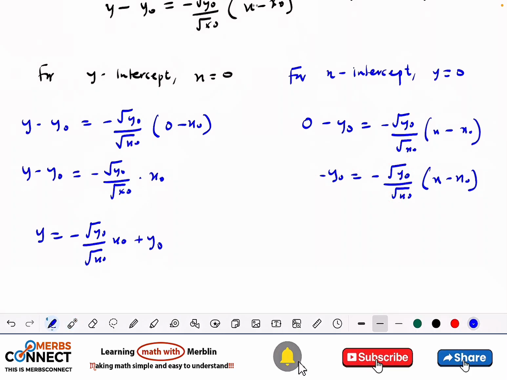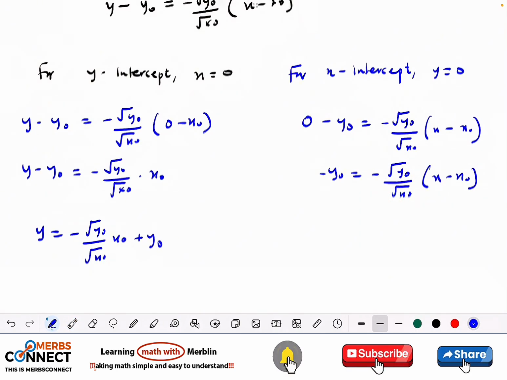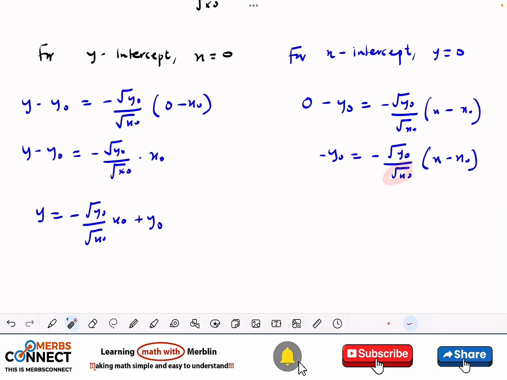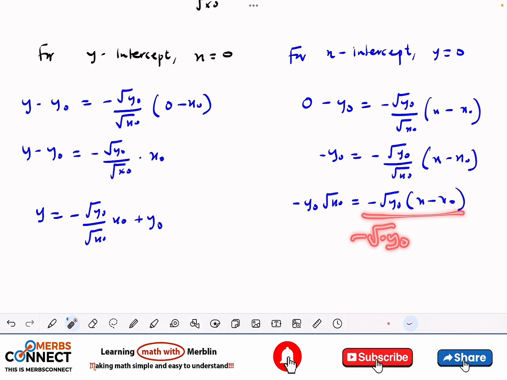So this is going to give us plus. Let me just do it step by step. First, multiply through by root of this. So this is going to give us minus y naught root of x naught, which is equal to minus root of y naught times x minus x naught.